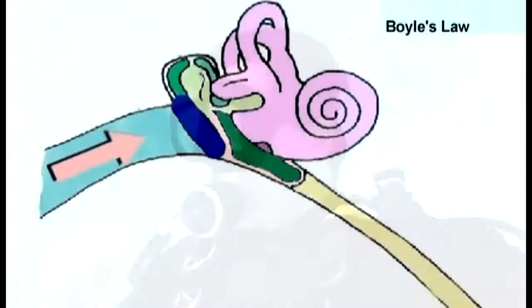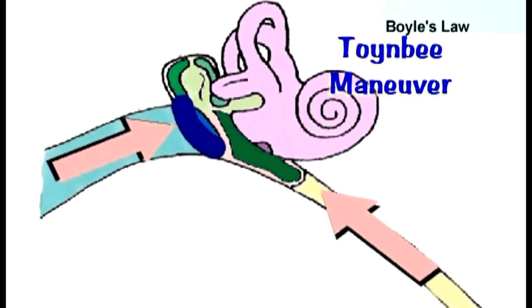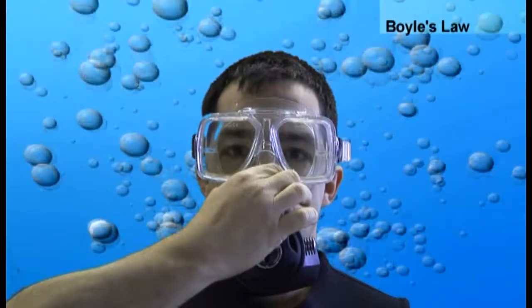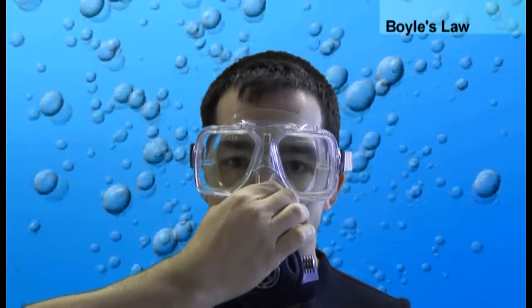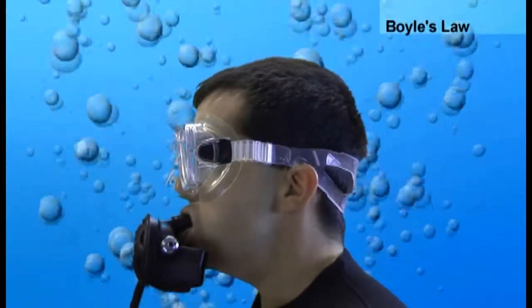The Toynbee maneuver is also used to relieve pressure in the middle ear. It's as simple as blocking the nostrils, closing the mouth, and then swallowing. Additionally, you may choose to rock your jaw or simulate a yawn.